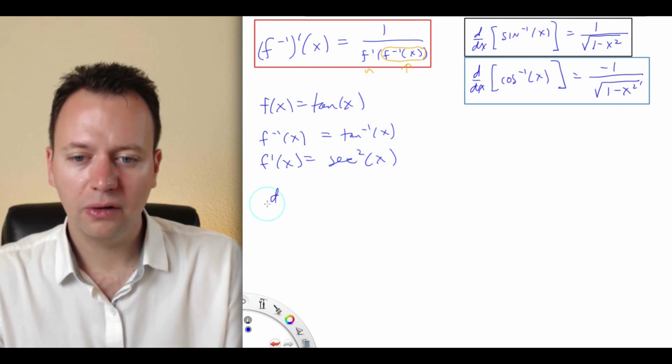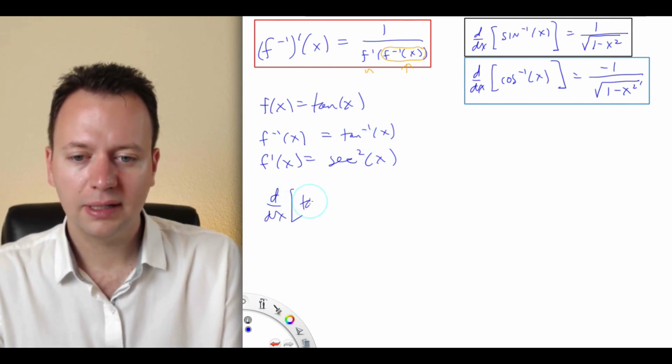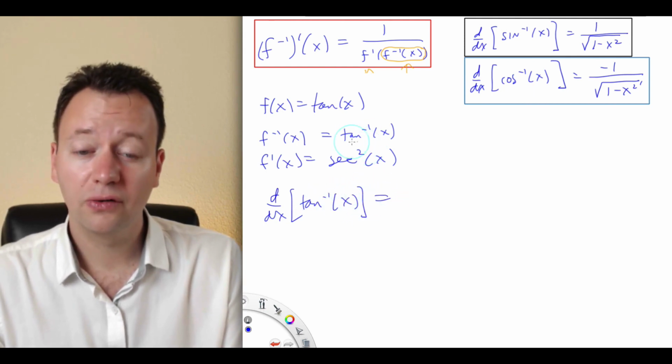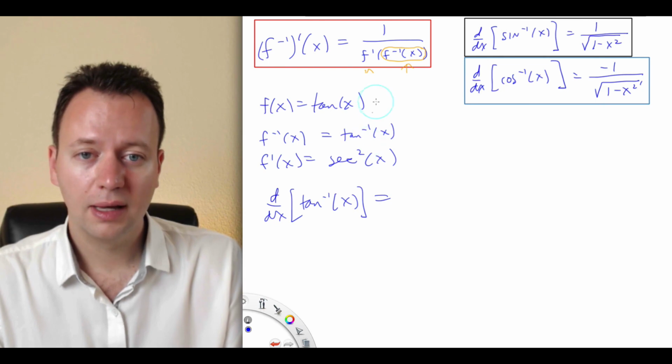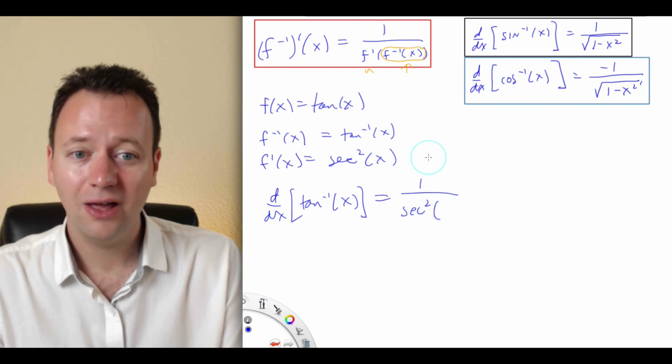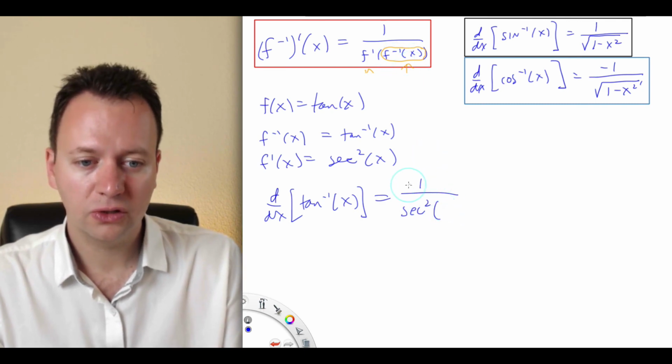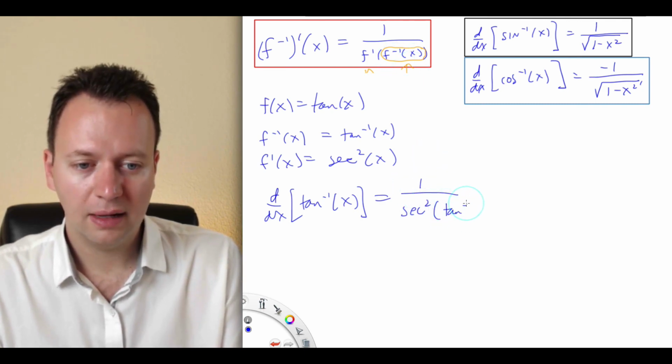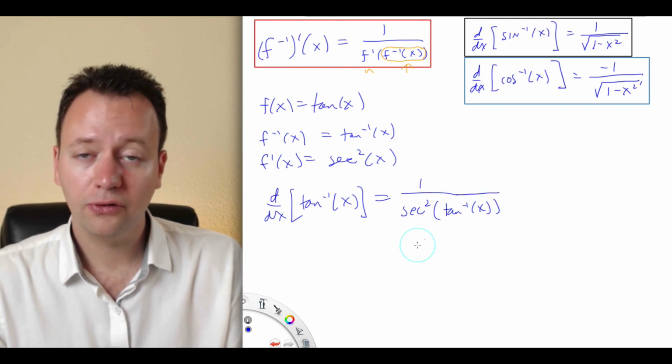So the derivative of arctan of x, so this is the derivative of the inverse tangent function, it's going to be 1 over f prime, so it's going to be 1 over secant squared evaluated at f inverse, so secant squared of tan inverse of x. So what can we do to simplify this one?